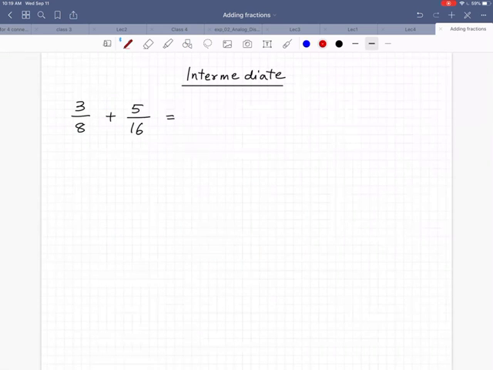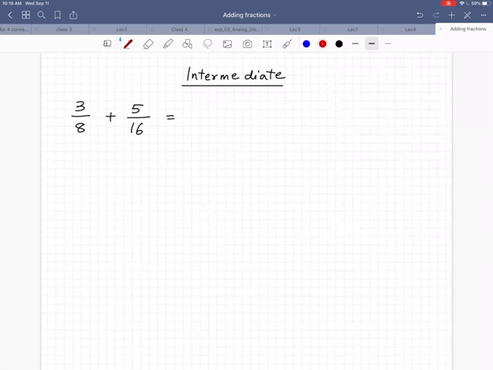Next, let us look at an intermediate example. Here we have two fractions, 3 divided by 8, and the second fraction that we are adding to the first one is 5 over 16. Now in the previous example, the denominators were the same. In this case, the denominators are not the same. However, we can change a few things to make them the same.